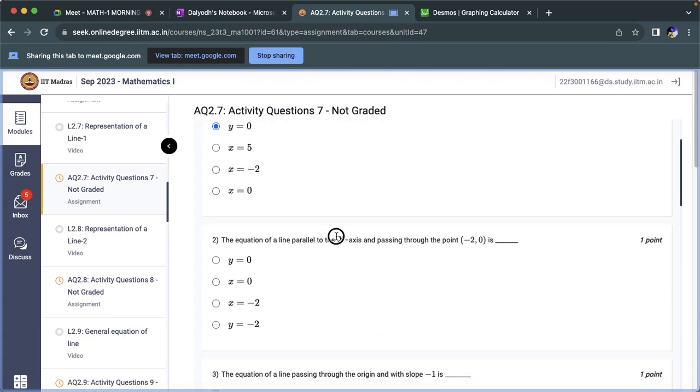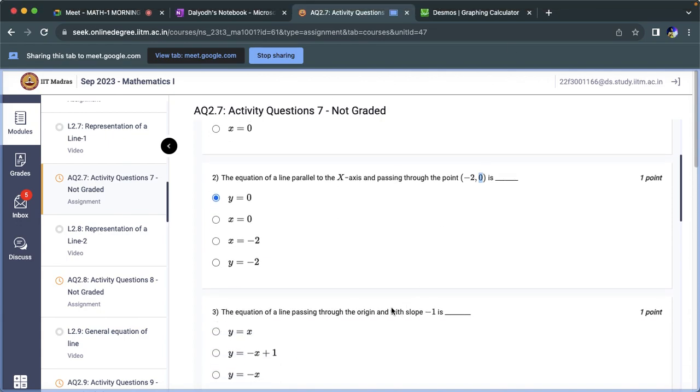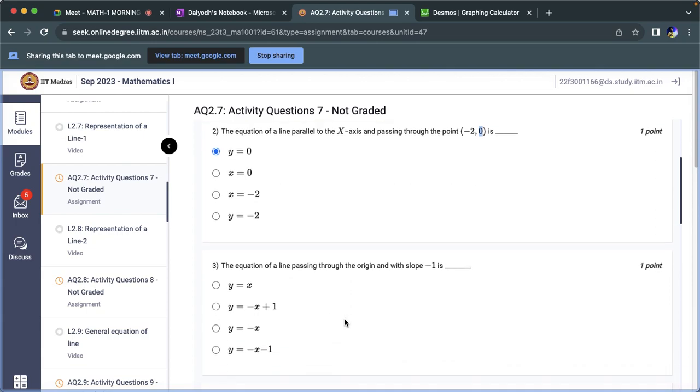So it is the same thing, right? Passing through the point (-2, 0), right? Also means y is 0, and it's parallel to the x-axis. A horizontal line means y can be any constant, but here y must be 0 to pass through this particular point. So y must be 0. This can't be the answer. y = -2 can't be our answer, right? Yeah, it's fine. The equation of a line passing through the origin with slope -1.